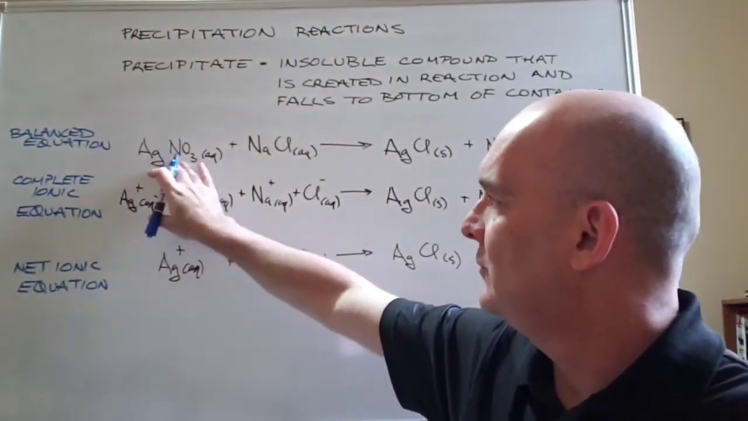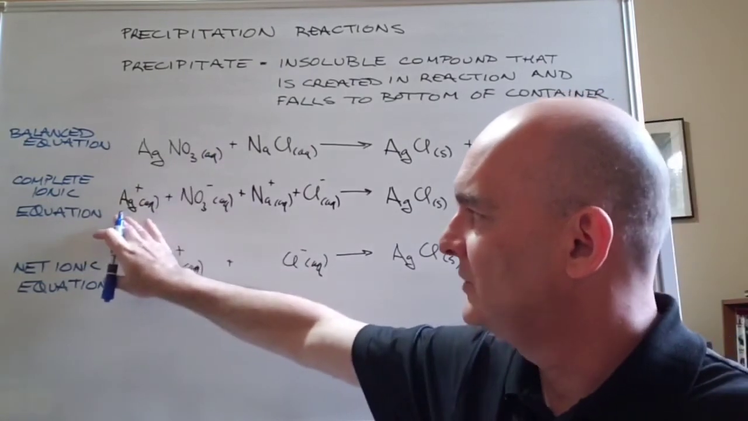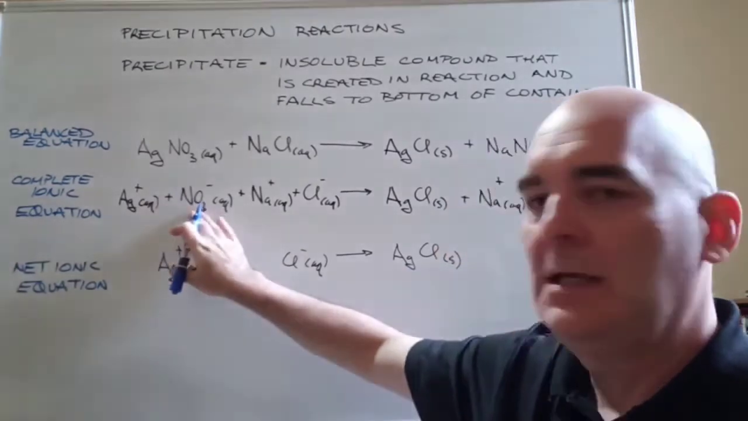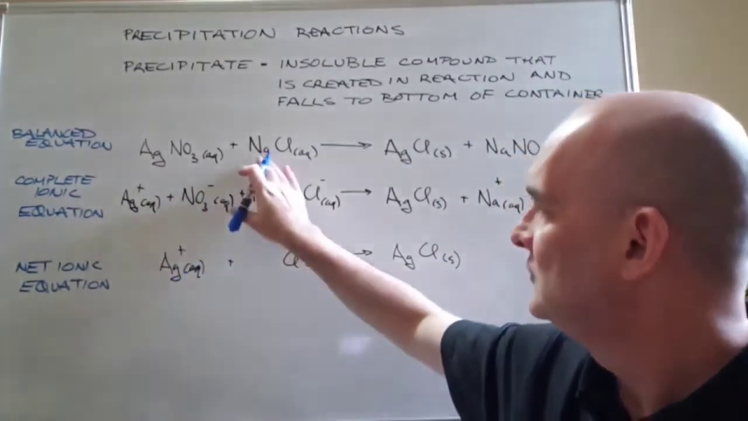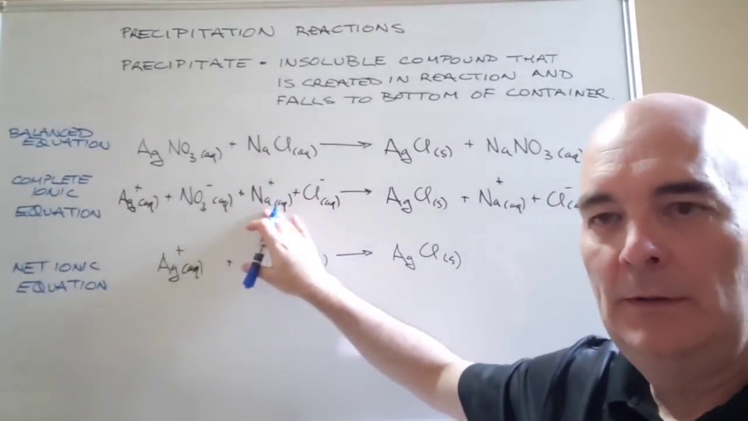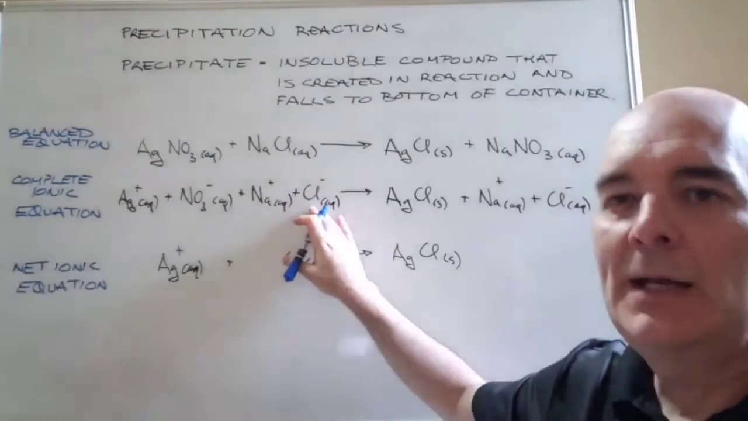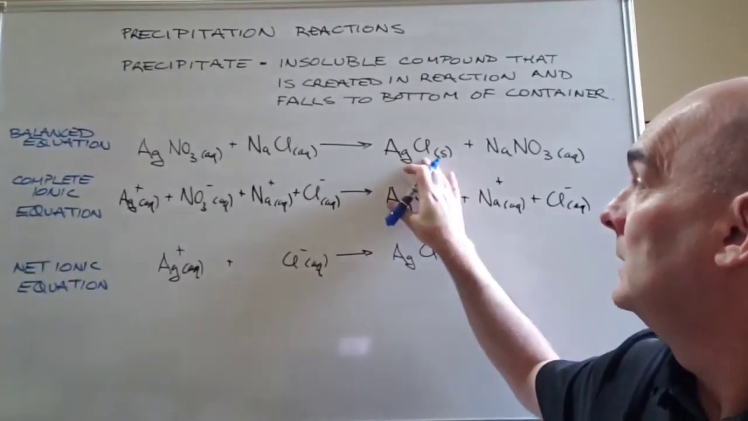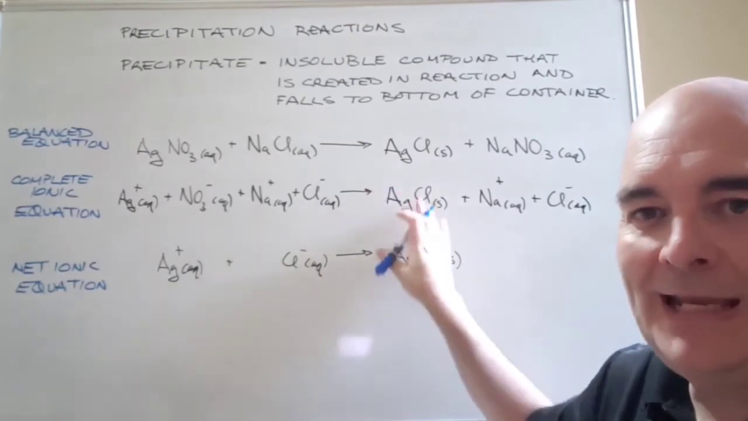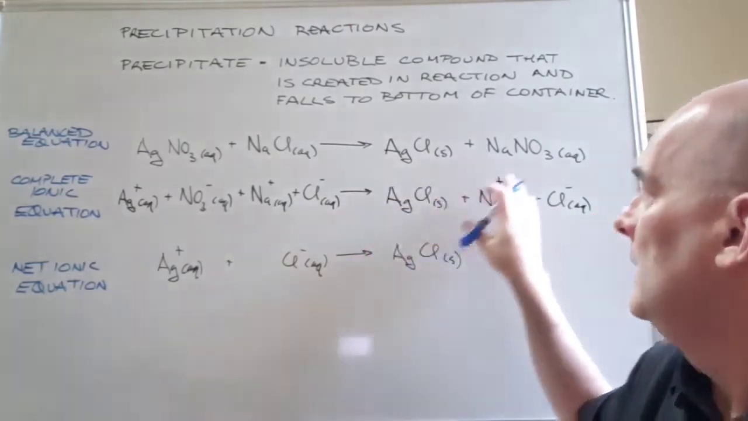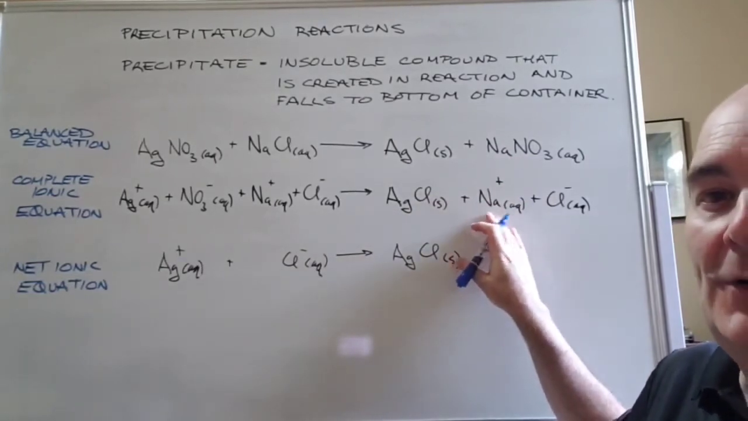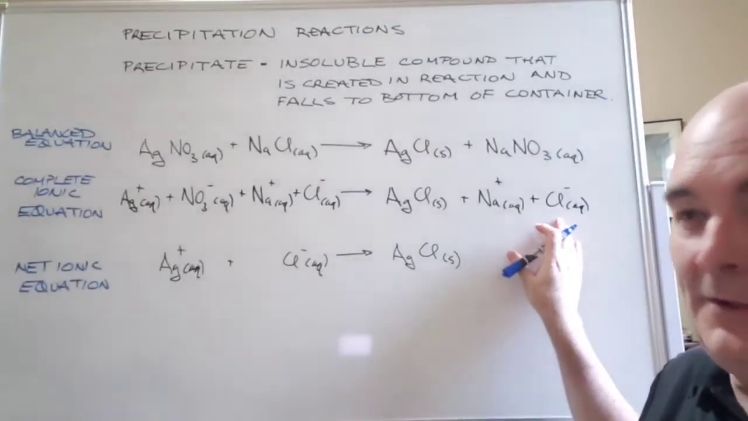Silver nitrate in solution actually contains silver ions, cations, and nitrate anions. Sodium chloride in solution contains sodium cations and chloride anions. Silver chloride is no longer in solution, so this stays as its own little entity. And sodium nitrate splits apart into sodium ions and nitrate ions.